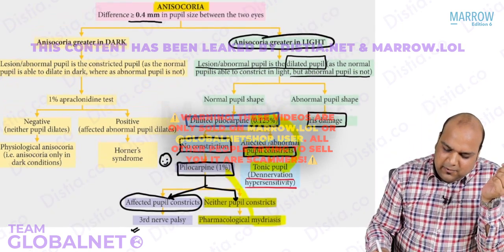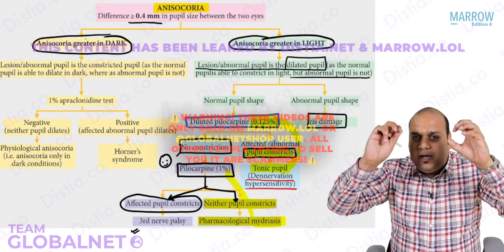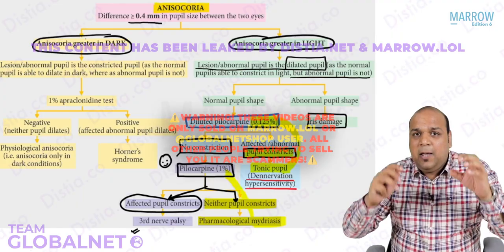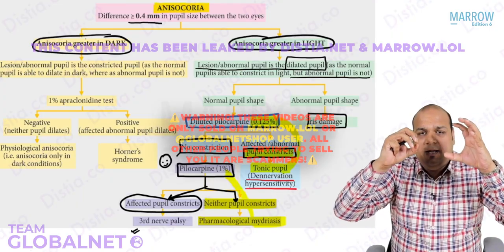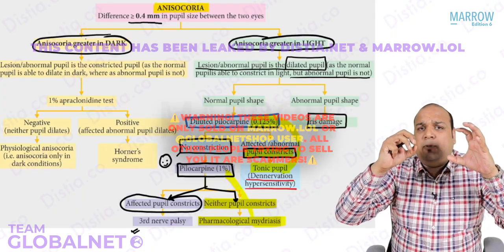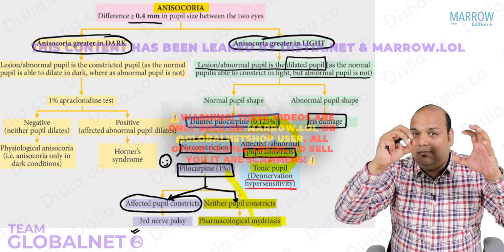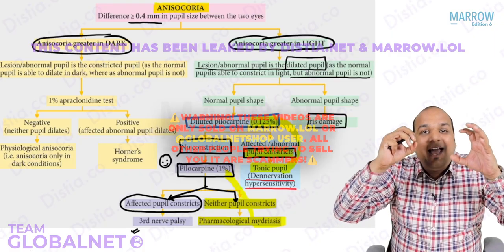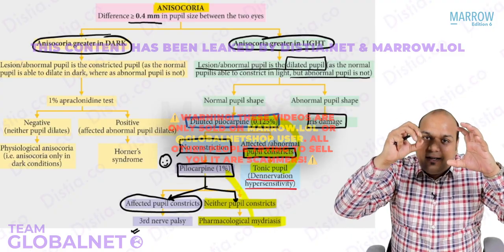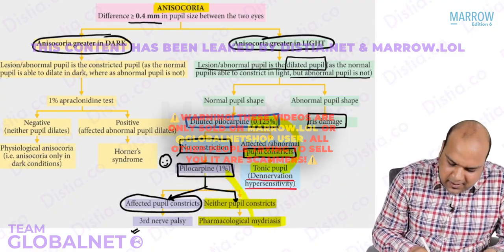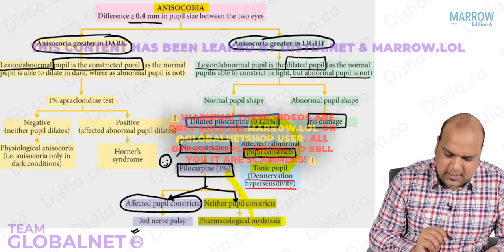What about the second arm, everybody? Anisocoria in dark. Anisocoria in dark means in light both the pupils are able to constrict, but in darkness both the pupils are not able to dilate. One pupil dilates, one pupil does not dilate. That means in this case, which pupil is abnormal? The dilated or the constricted? Anisocoria in dark, the dilated pupil is normal because it is able to dilate. The constricted pupil is abnormal.